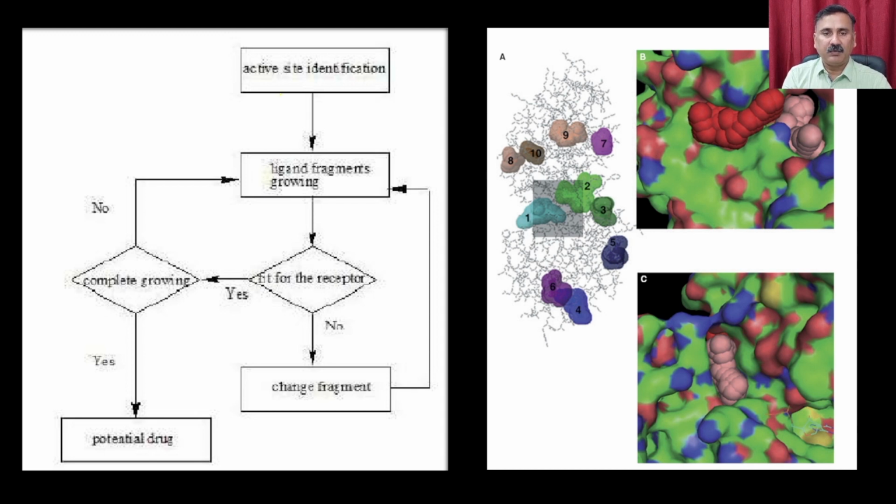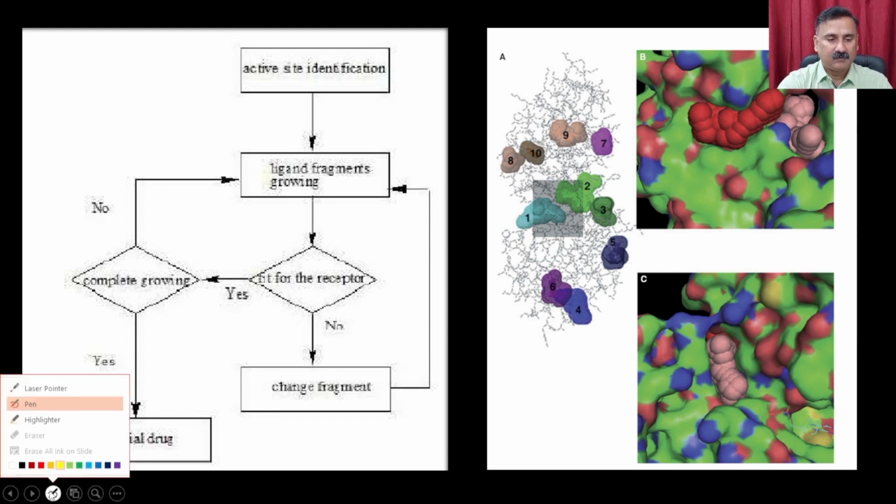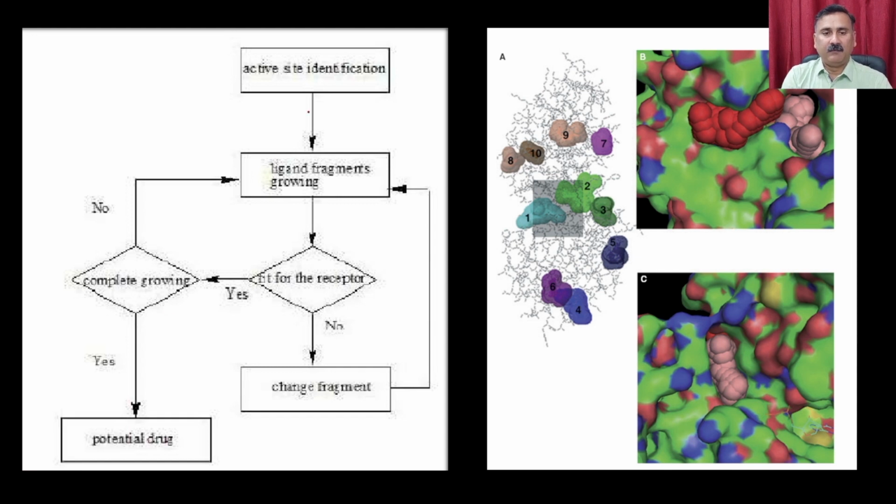Okay, so in this what you're going to do is first identify the active site. So for example, this is the active site that you have found, and you found that there are some functional groups present in this. These functional groups are very crucial for the receptor to bind, right? For example, these are the groups. Now you're going to prepare ligand fragments, so you're going to put a ligand fragment like this.